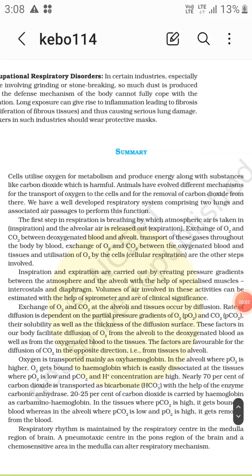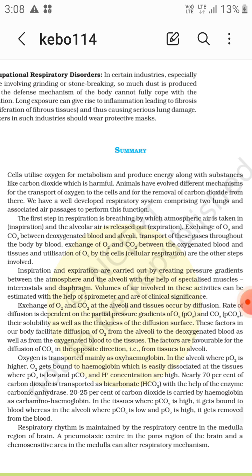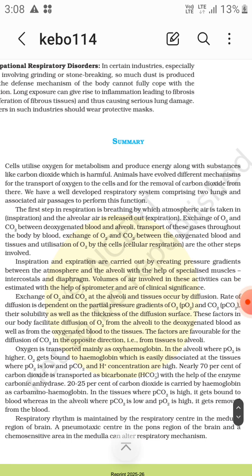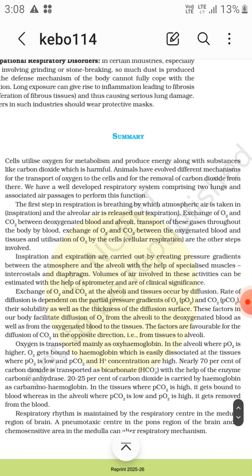So the summary of the breathing and exchange of gases. Cells utilize oxygen for metabolism and produce energy along with substances like carbon dioxide, which is harmful. So animals have evolved different mechanisms for the transport of oxygen to the cells and for the removal of carbon dioxide from there.